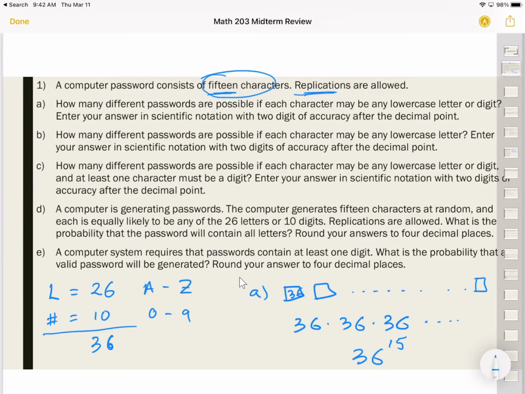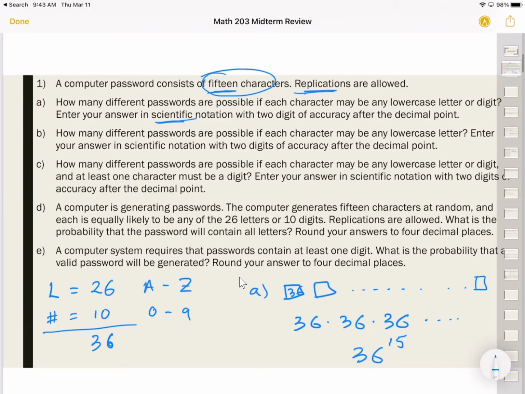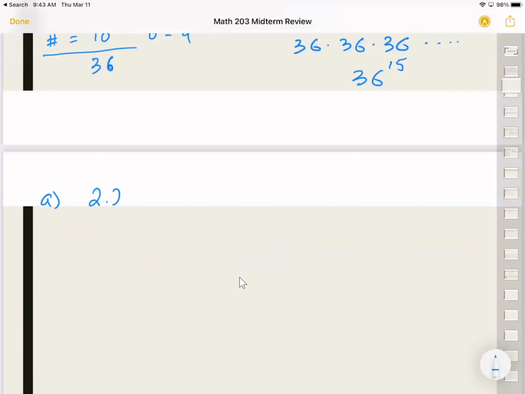Looking at this, they tell you that you have to write in scientific notation. If you type 36 raised to the 15th power in your calculator, you should have 2.21 times 10 to the 23rd as your answer. Your calculator shows 2.210739 E 23. Again, E 23 tells you that it's 10 to the 23rd power.